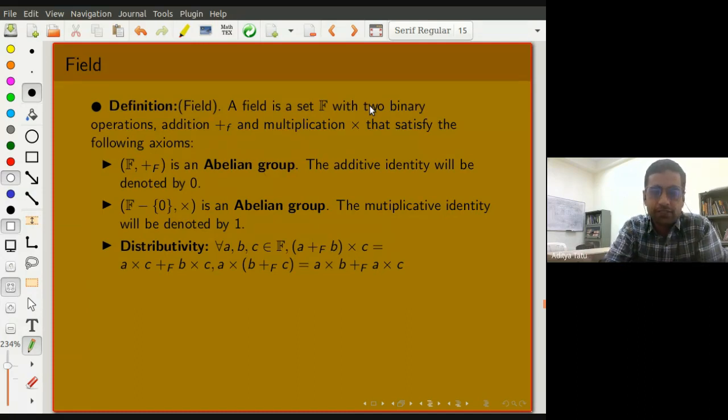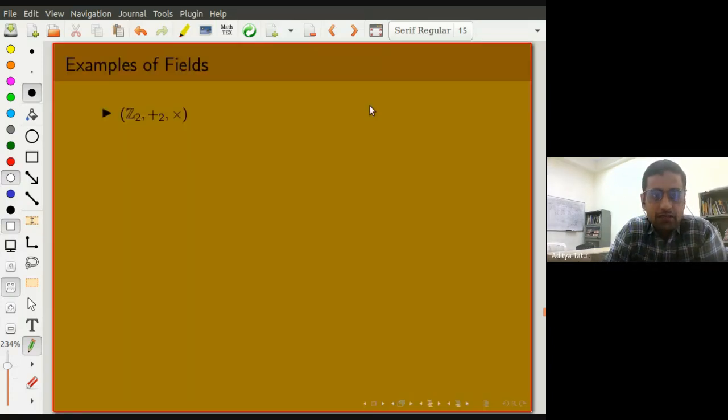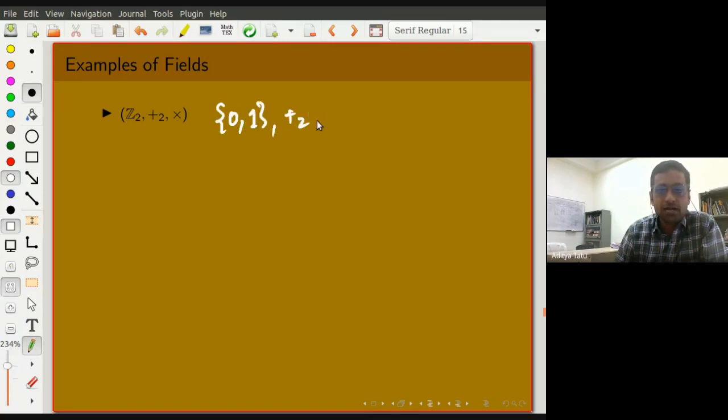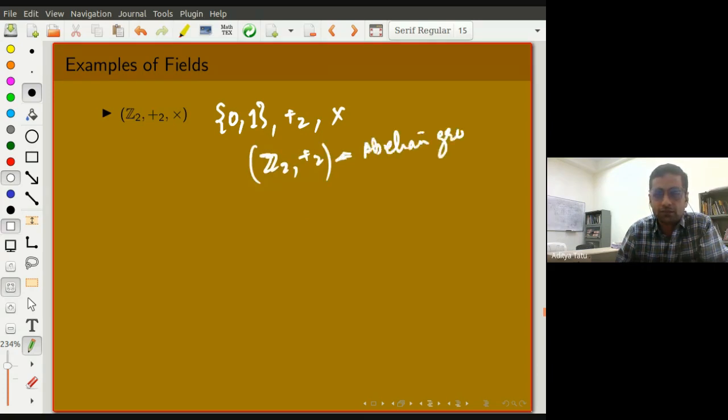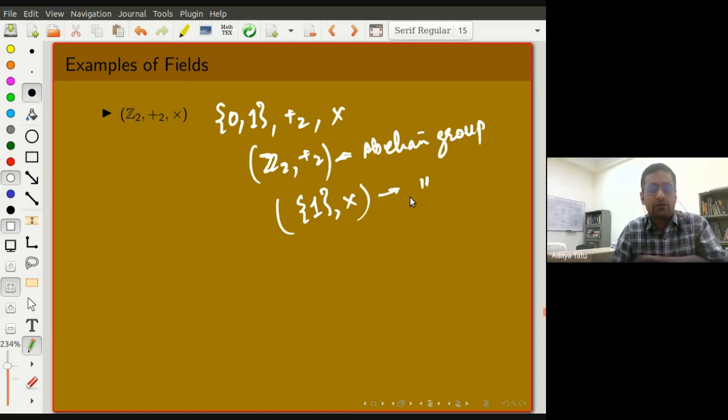Let me give you examples of fields so as to make it clear. The set Z2 that we had seen, I think, in groups. So 0 and 1 with addition modulo 2 and the usual integer multiplication, you can see that it forms a field. You already know Z2 with addition modulo 2, we have proved that this is an abelian group. And if I remove 0 from Z2, that means I have only the element 1, and with respect to multiplication, this also forms an abelian group. So that is one example of a field.